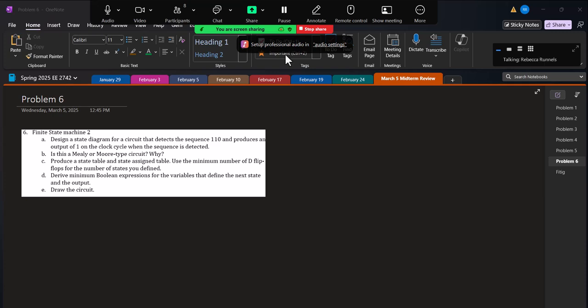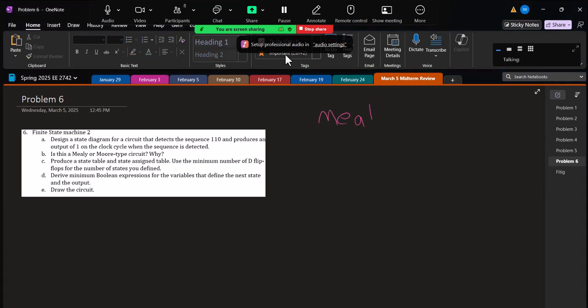Problem 6. Okay. All right. So this is our next one. So it's a finite state machine. It's a sequence detector, and it produces an output of 1 on the clock cycle when the sequence is detected. That tells us this is a Mealy. So we want to design the state diagram for this one. So our sequence is 1, 1, 0.